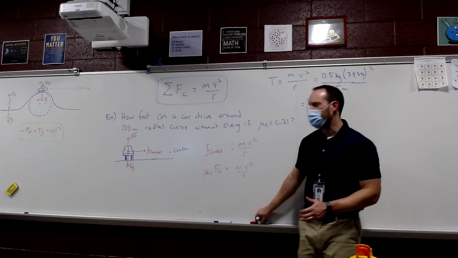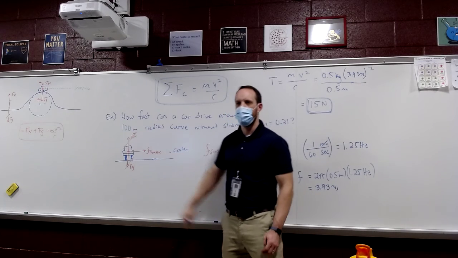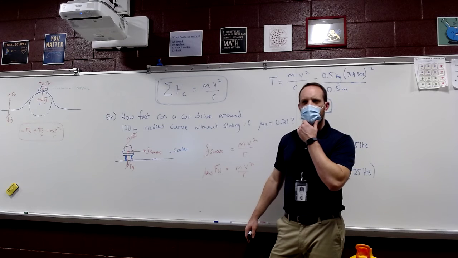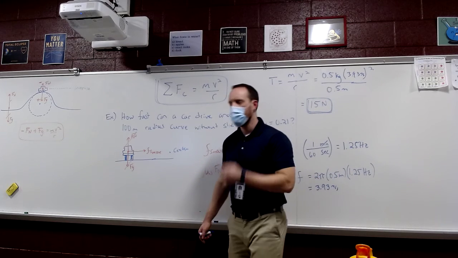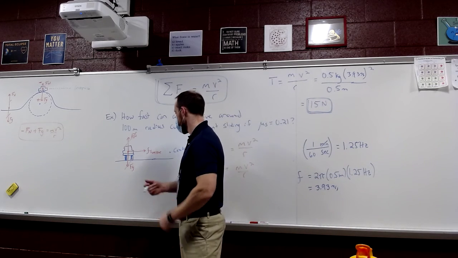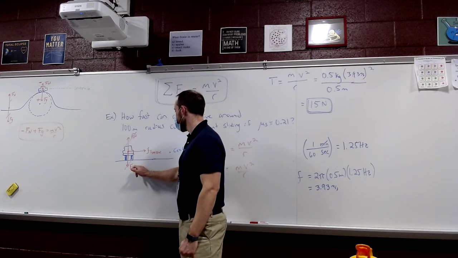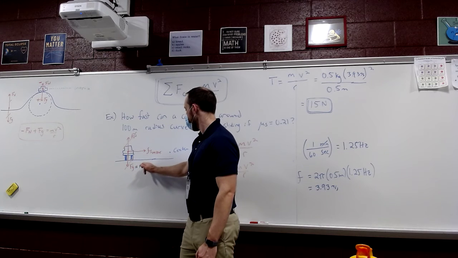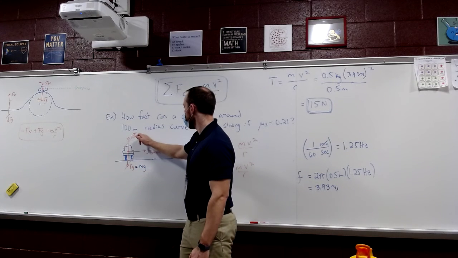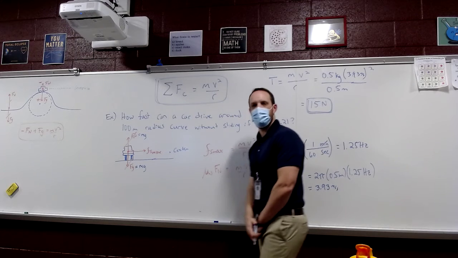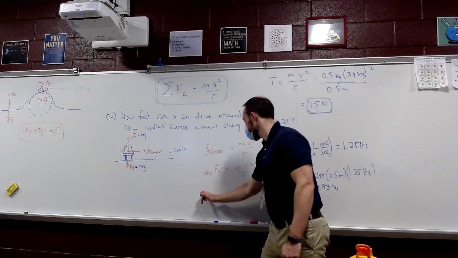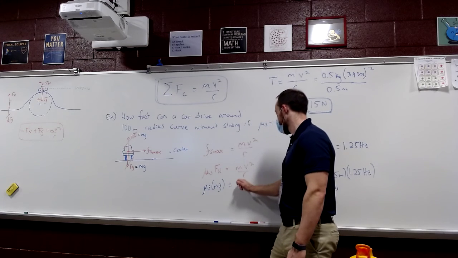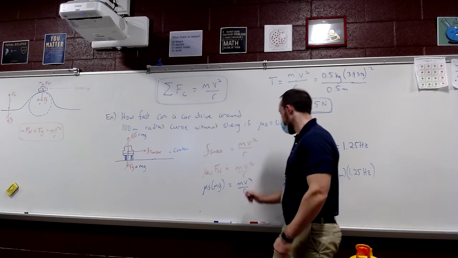Any ideas? How big is the normal force going to be? What's it going to be the same as? Gravity. And how big is gravity? What's the equation for gravity? Mass times 9.8. Yeah, mg. So gravity is mg, then that means the normal force is also mg. Look at what happens. Mu s times mg equals mv squared over r.